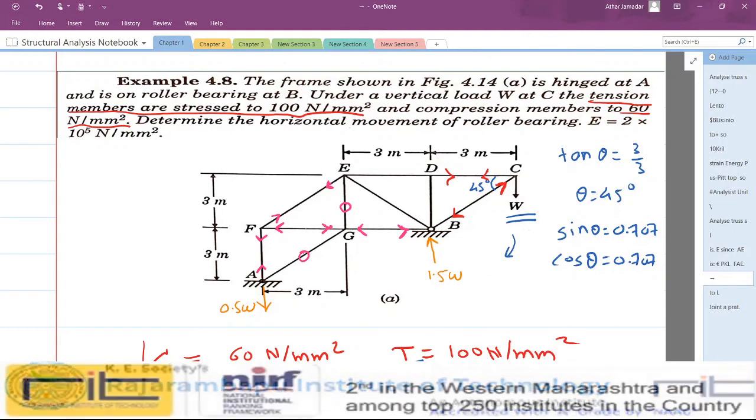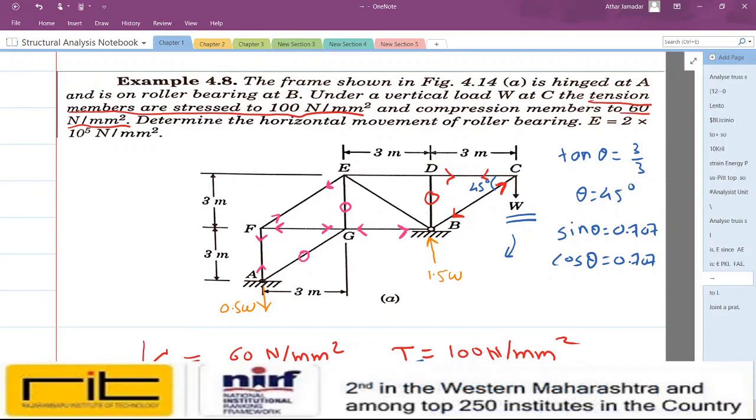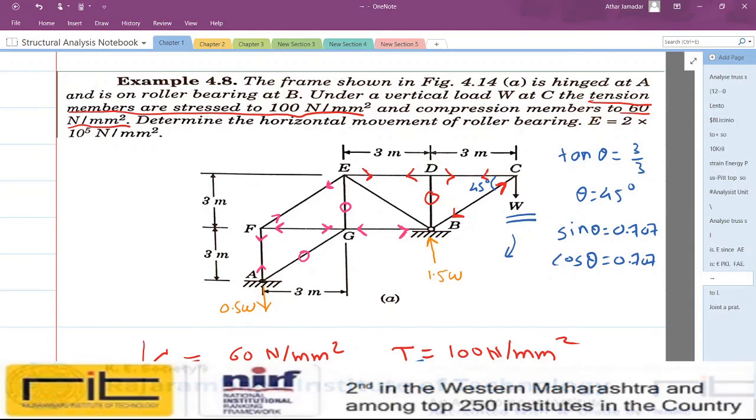Okay, now we will consider joint D. If you consider joint D, then after taking summation Fy is equal to 0, you can say directly that PDB is equal to 0, and by taking summation Fx is equal to 0, you will get PDE is equal to PDC. Okay, so these two forces are also going to be same. So I will not resolve joint D here.